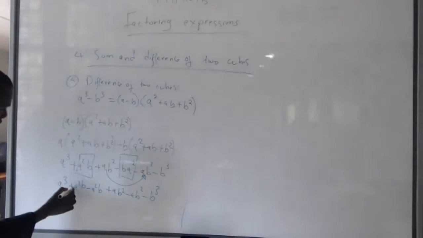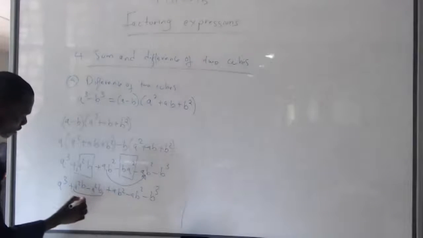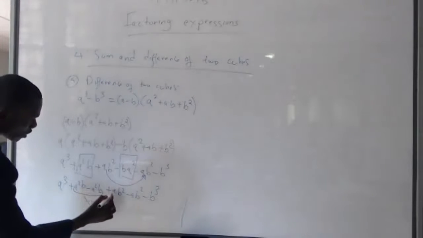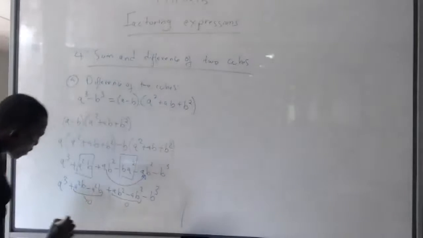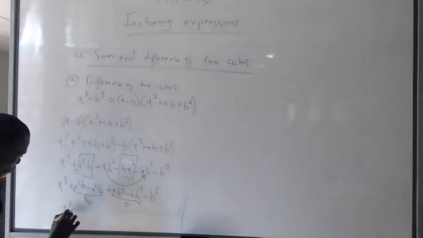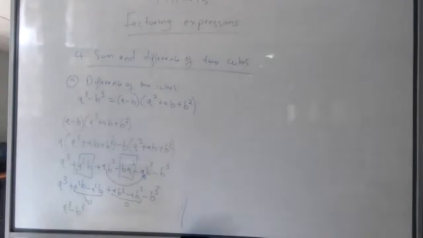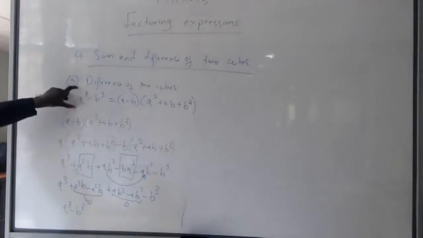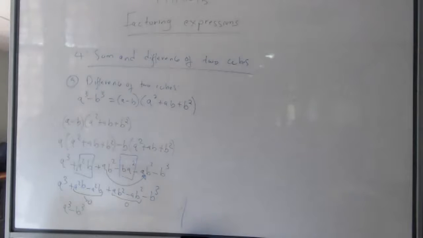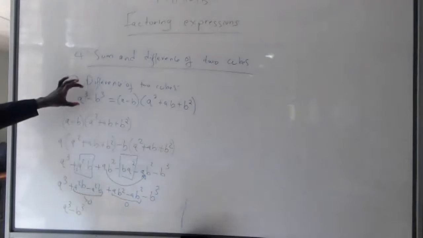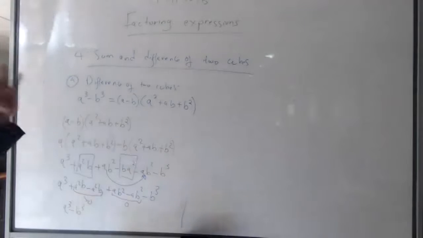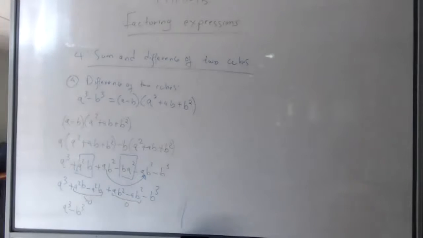So these two are additive inverses. So this will go to 0. These are also additive inverses. So we end up with a cubed minus b cubed. So this expression is true for any real numbers a and b. Now we want to see how to use this expression to factorize a difference of 2 cubes.